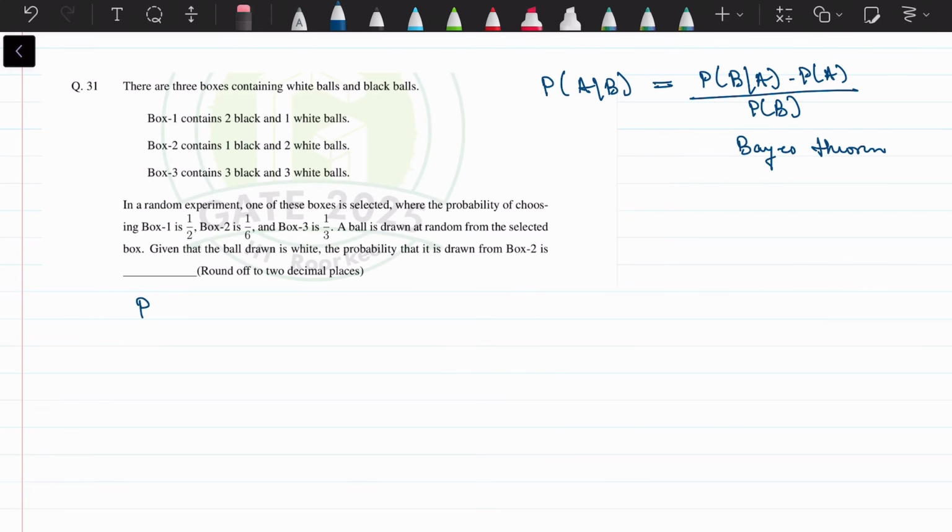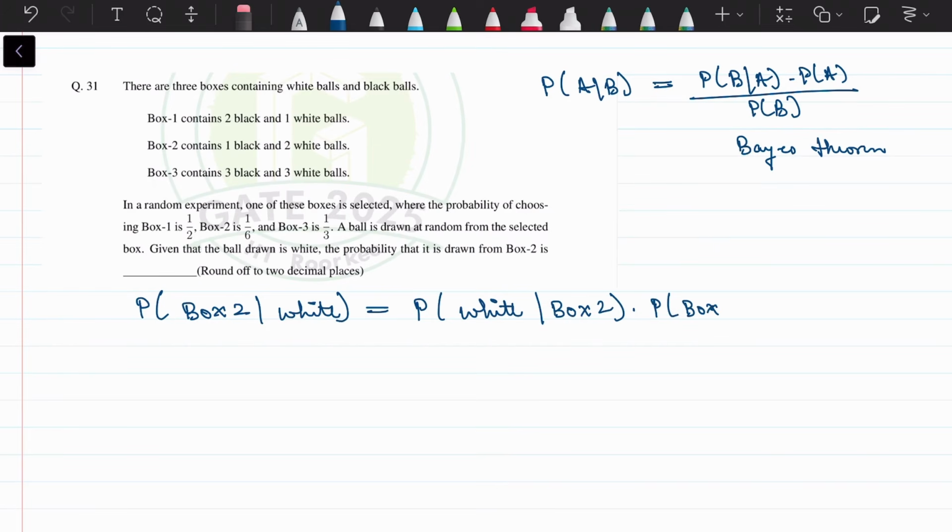So what we have to find here is the probability that the ball was drawn from the box 2 given the ball was white, right? So this can be written as probability of white ball given the ball is drawn from the box 2 into probability of box 2, divided by probability of white ball. So this can be given as probability of white.